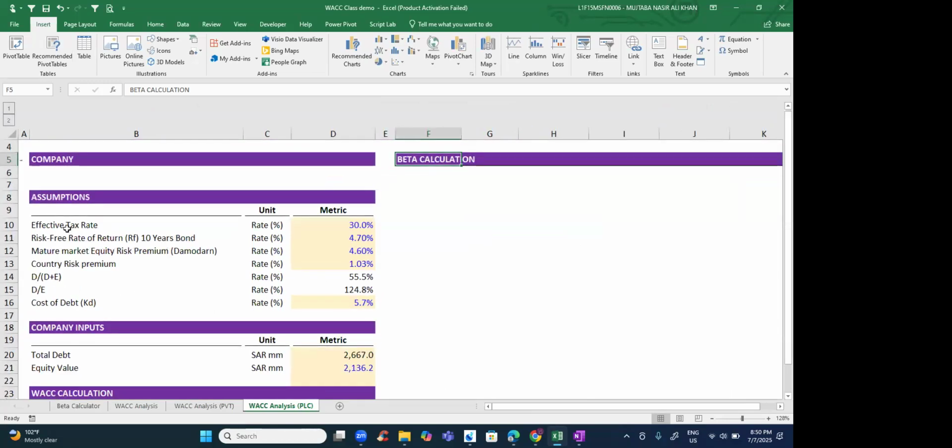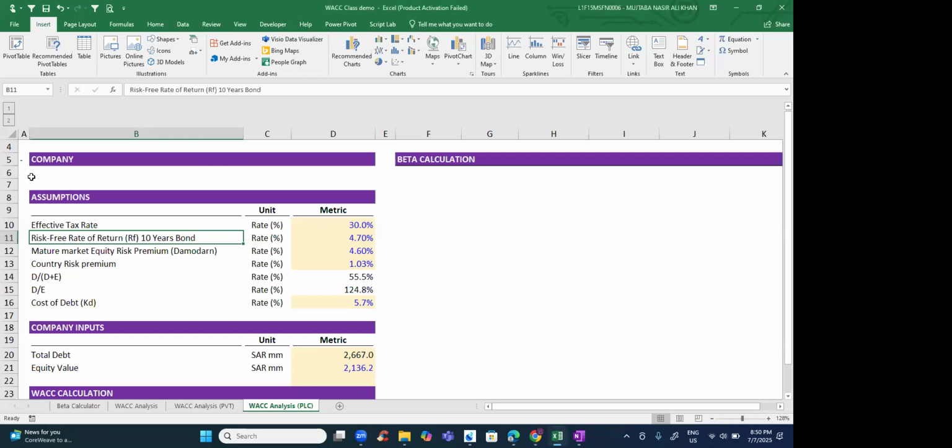Now let's try to understand this sheet. Effective tax rate is 30%. I've assumed the effective tax rate is 30%. How is the stock dependent? The index is the whole market, and the stock is one component of the whole market. So we have to check how our stock is behaving against the index. That is beta.